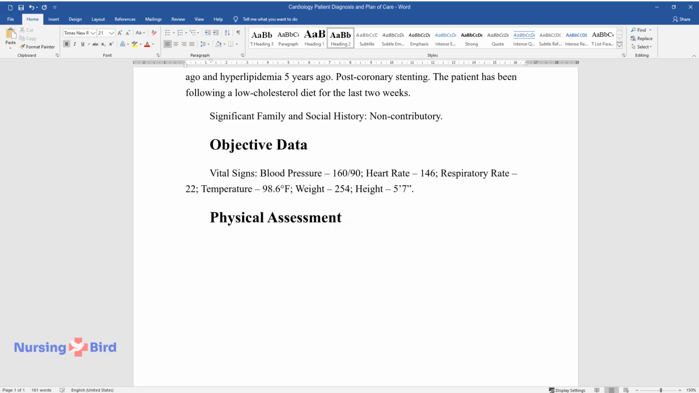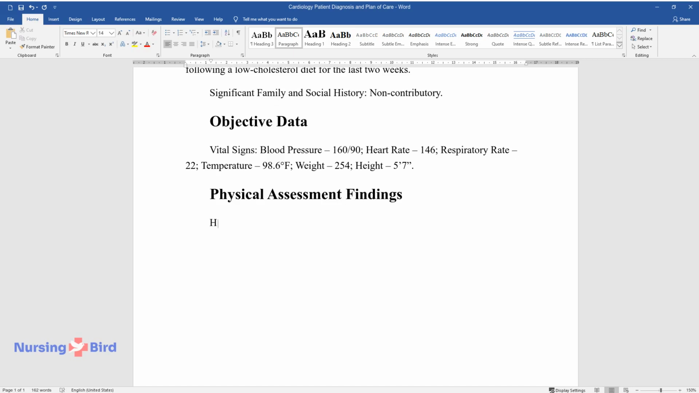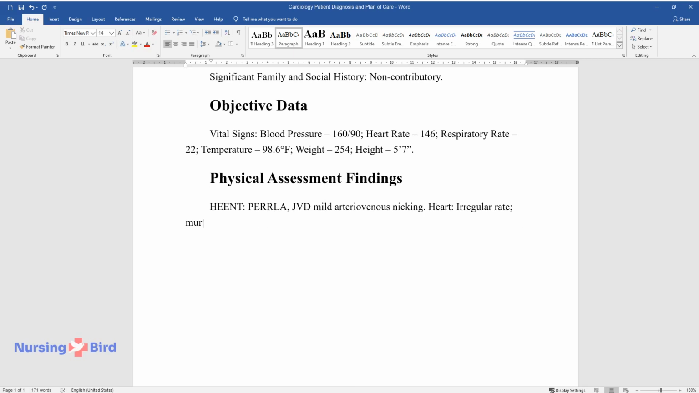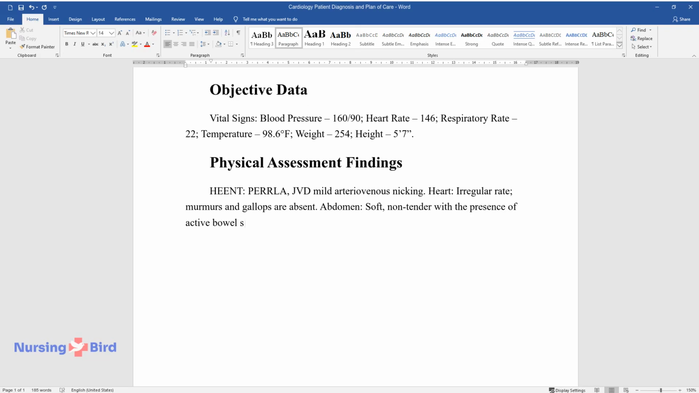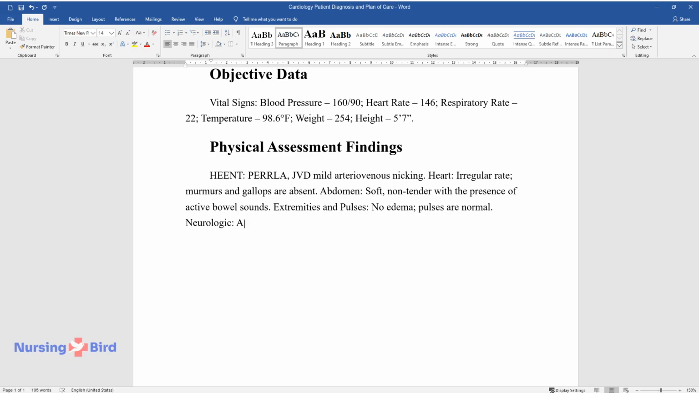Physical assessment findings. Head, eyes, ears, nose, and throat: pupils equal, round and reactive to light, jugular venous distension, mild arteriovenous nicking. Heart: irregular rate, murmurs and gallops are absent. Abdomen: soft, non-tender with the presence of active bowel sounds. Extremities and pulses: no edema, pulses are normal. Neurologic: alert and oriented to person, place, and time.